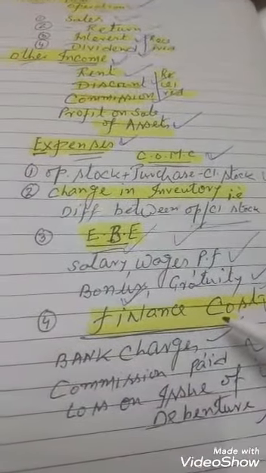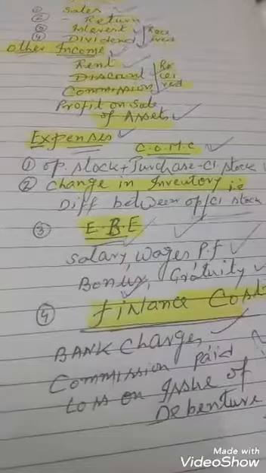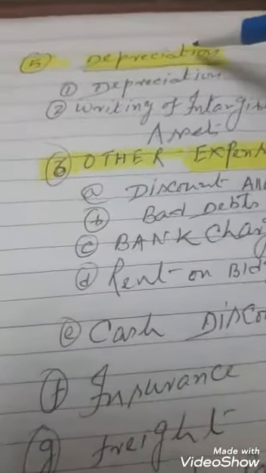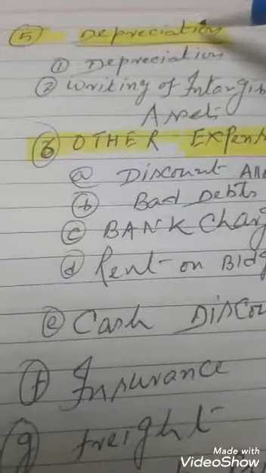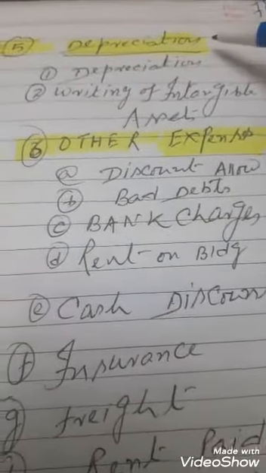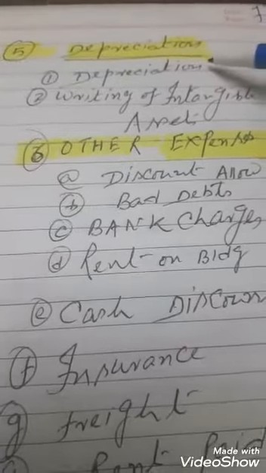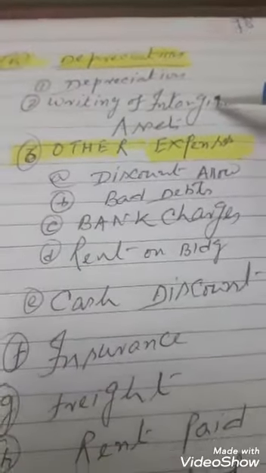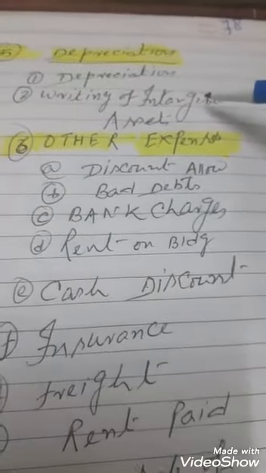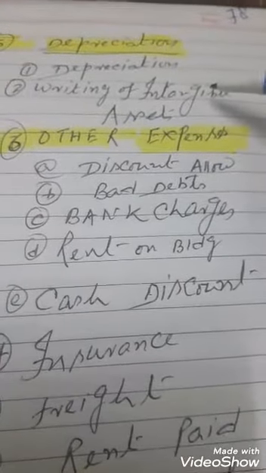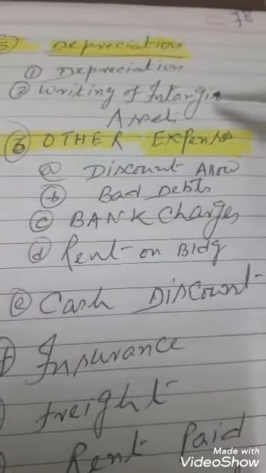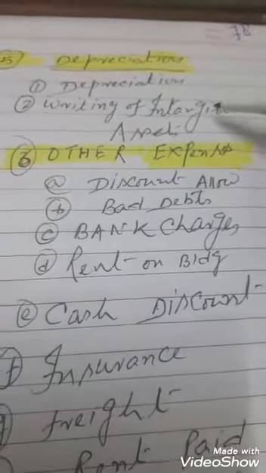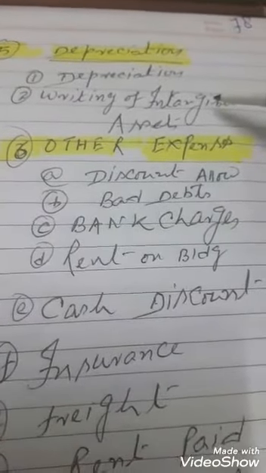Next, I will tell you in the next slide. Fourth item already told in the previous slide. Fifth one is depreciation. Depreciation is charged on the fixed assets, and writing off of intangible assets. Tangible assets are those we can see and touch. Intangible assets are those we can only feel, just like goodwill, patent, copyright, trademark.